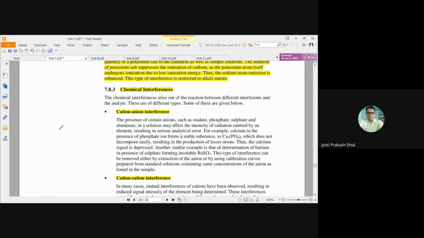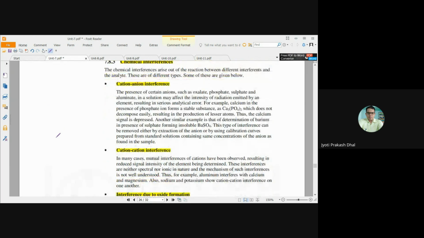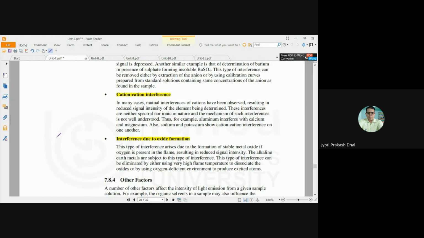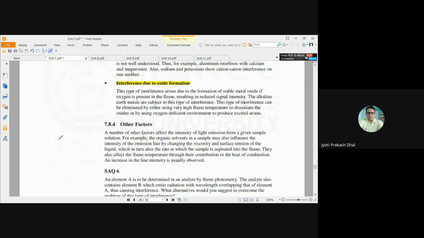Now coming to chemical interference. Apart from this type of interference, some chemical reaction may take place between cation and anion, that is called cation-anion interference, and cation interference due to oxide formation also.